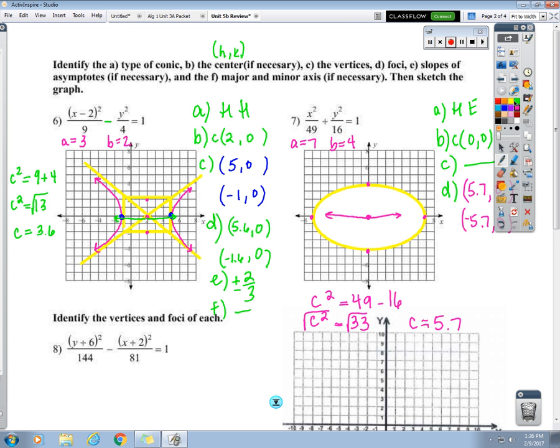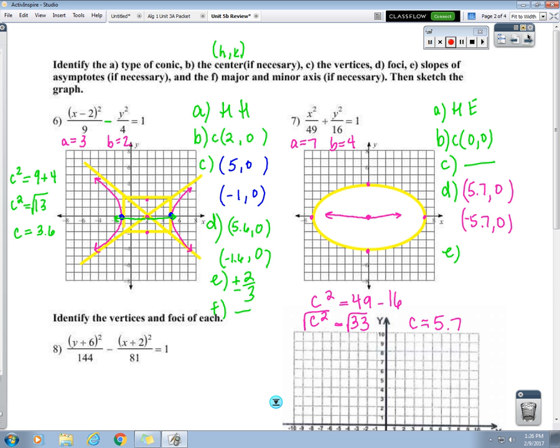Okay, E. Slopes of the asymptotes. Do we have asymptote lines with an ellipse? No. And then major and minor axis. Do we have that with an ellipse? Yes. For this one, which axis is the major one? The x. Because see how this one is longer than it is tall? That means the x-axis is the major.